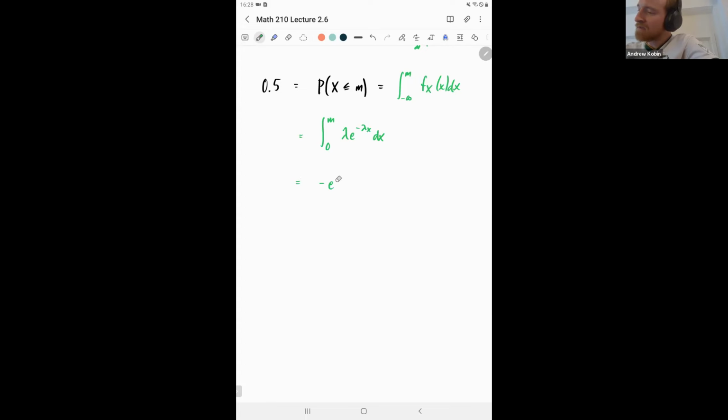This would be minus e to the minus lambda x. You can double check if you want to, and double check by taking a derivative where you can carefully do the integral. We're going to evaluate from 0 to m. It's going to give us negative e to the negative lambda m when we plug in m, and plus, so minus plus e to the 0 is 1 again. So again, this is equal to 0.5. I'm going to write it as 1/2.